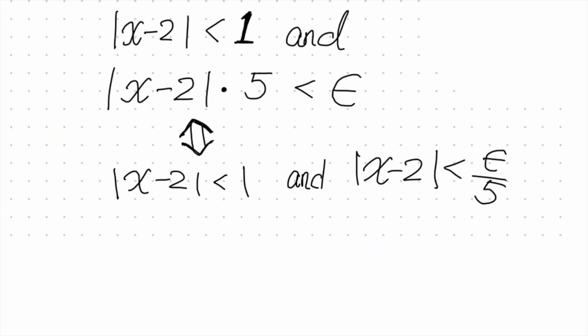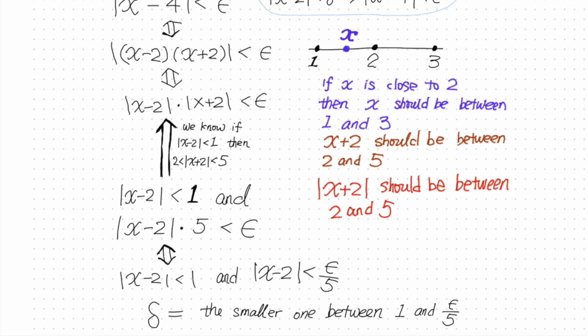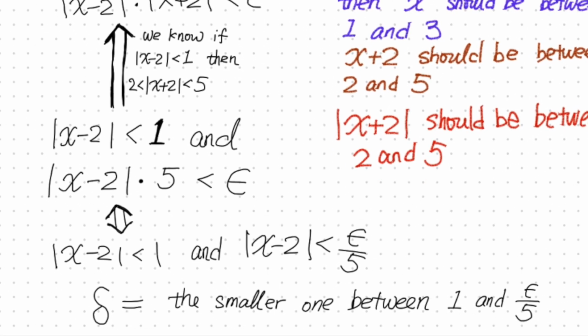Let's continue. We divide the 5 to the other side, so now we have the absolute value of x minus 2 is less than 1 and the absolute value of x minus 2 is less than epsilon divided by 5. That's how close we want x to be to 2 so that x squared can be close to 4 to the level of epsilon. In other words, for any epsilon greater than 0, delta should be the smaller one between the two numbers 1 and epsilon divided by 5.